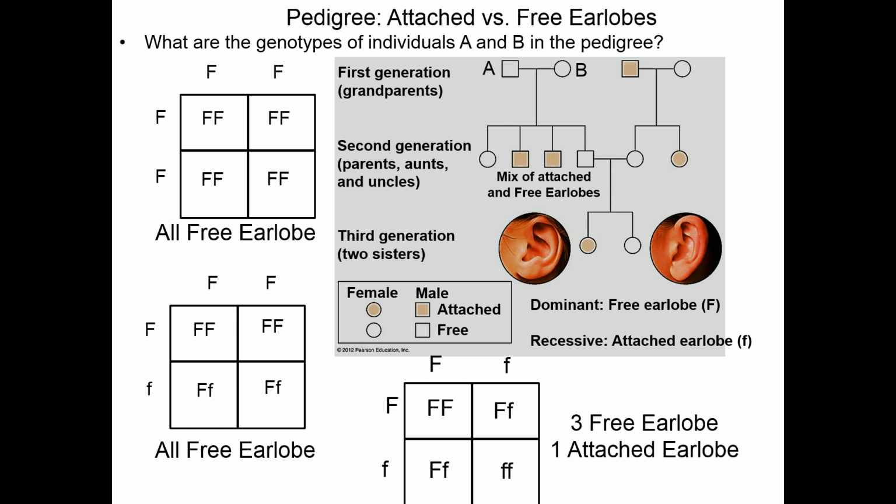That tells you that somebody is inheriting a recessive allele from both parents. So here, individuals A and B are going to be heterozygous. That's the only possible outcome for this particular situation.